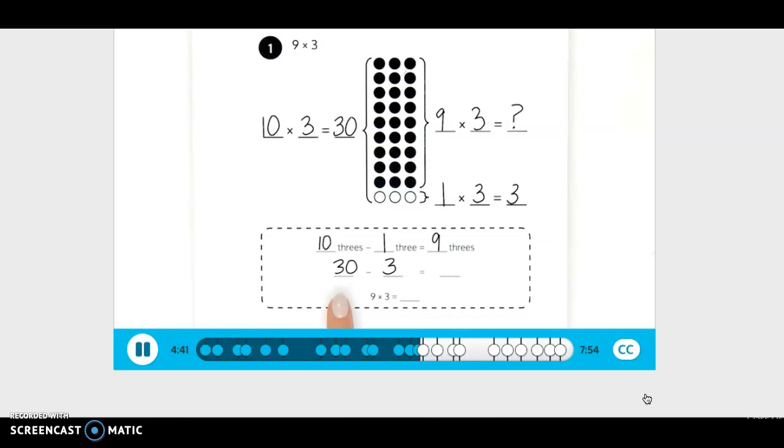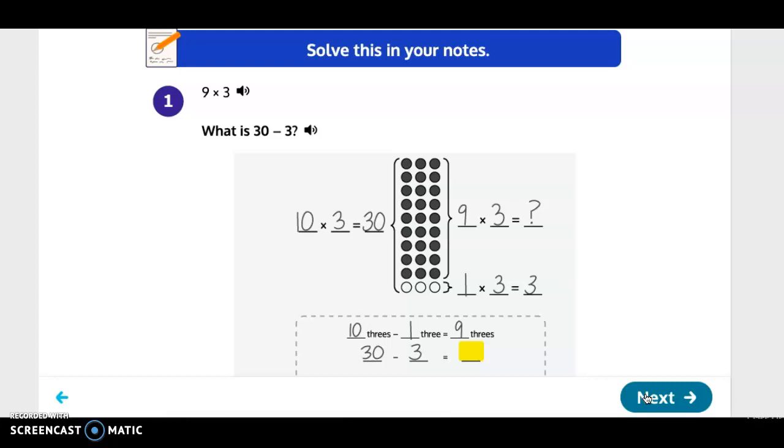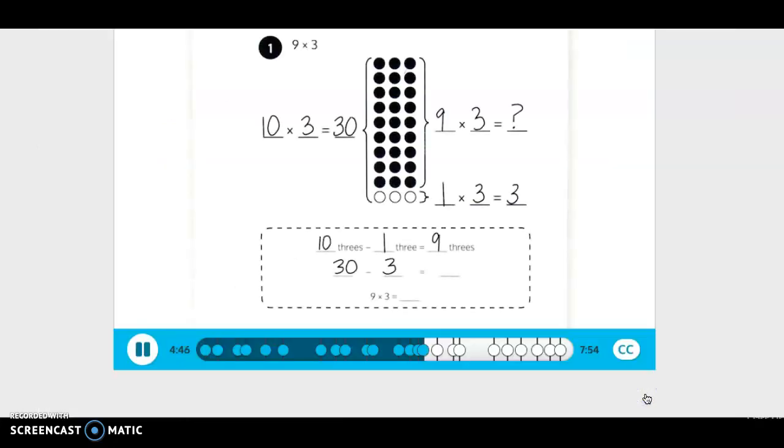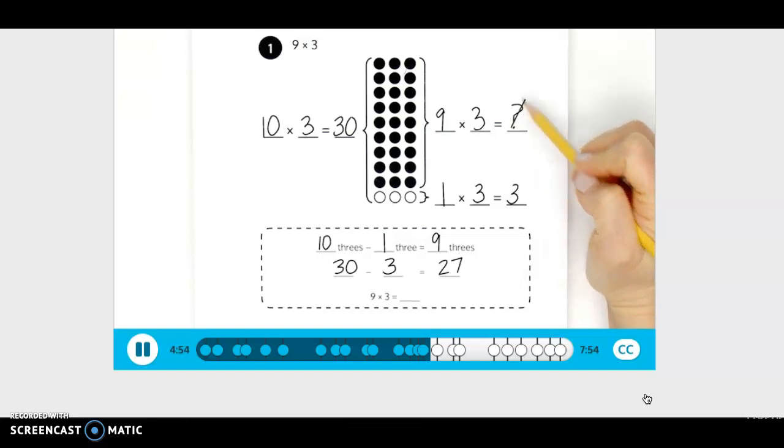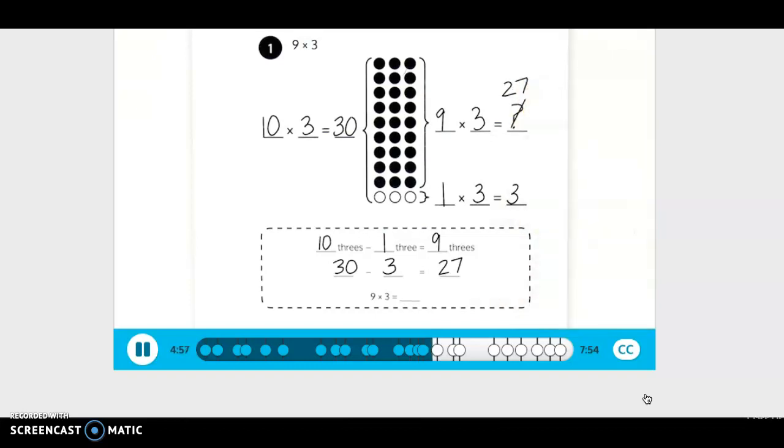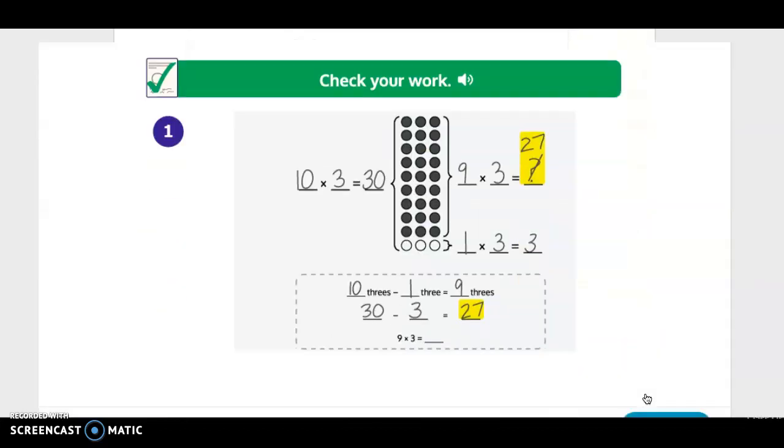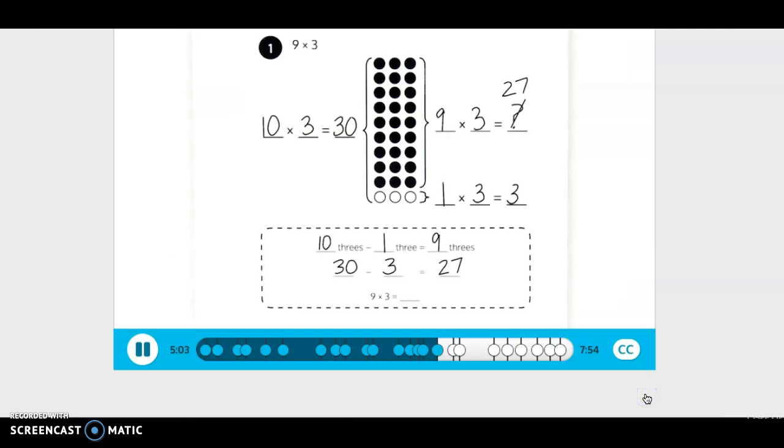Let's solve now. What is 30 minus 3? 30 minus 3 equals 27. Let's also write that back here in our array. Check your work, and then do the same. Let's put it all together. 9 times 3 is the same as 10 threes minus 1 3. That's 30 minus 3, or 27.